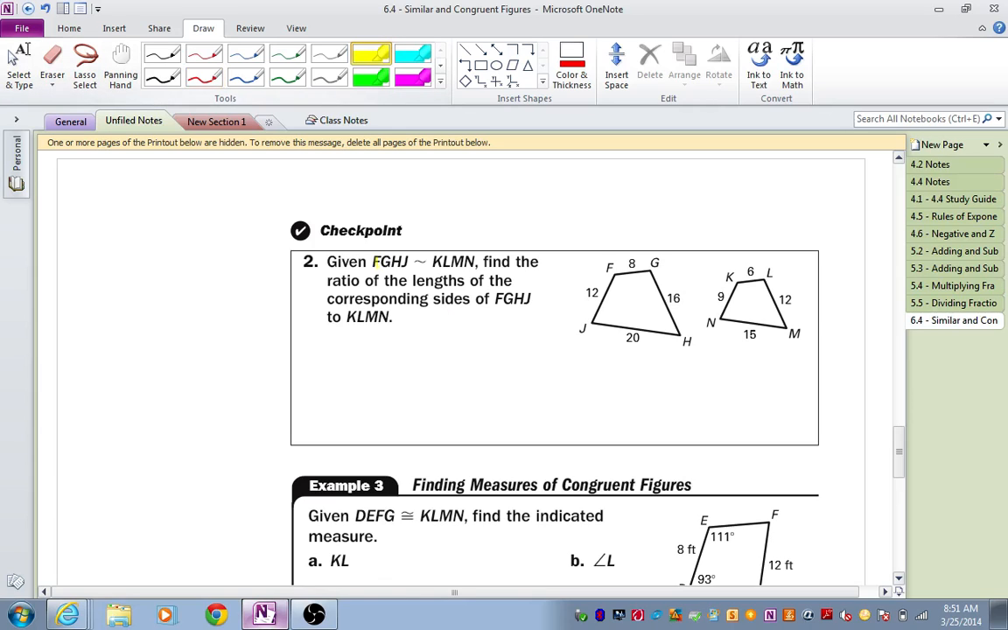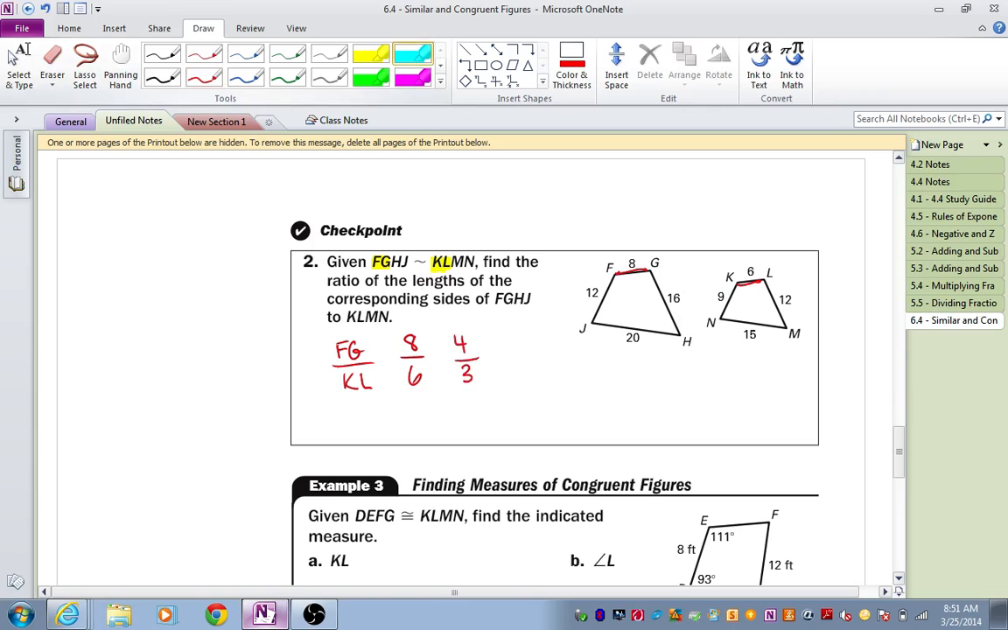Okay, for my example, I'm going to use FG and KL. So we're going to set up a ratio. The FGHJ one comes first, so FG over KL. It's often good to tell me what sides you're using, in case you make a mistake, so I can give you partial credit. FG is right here, so that's 8, and KL is 6. So our ratio, if we simplify it, would be 4:3.